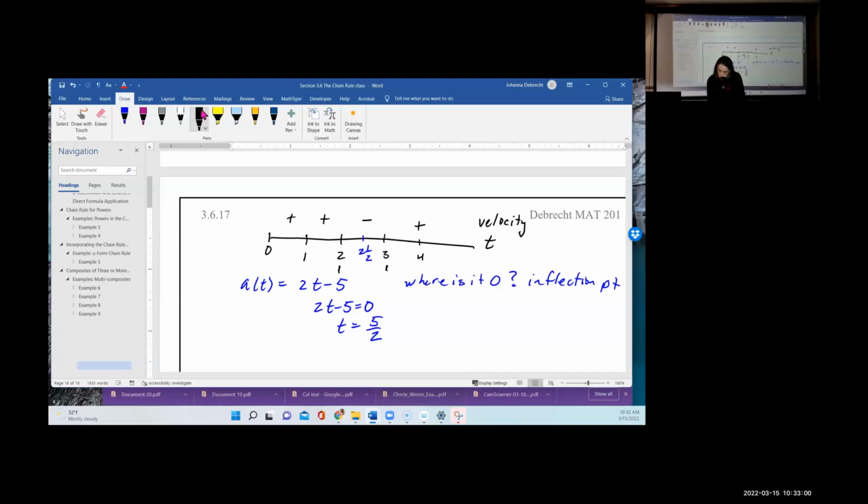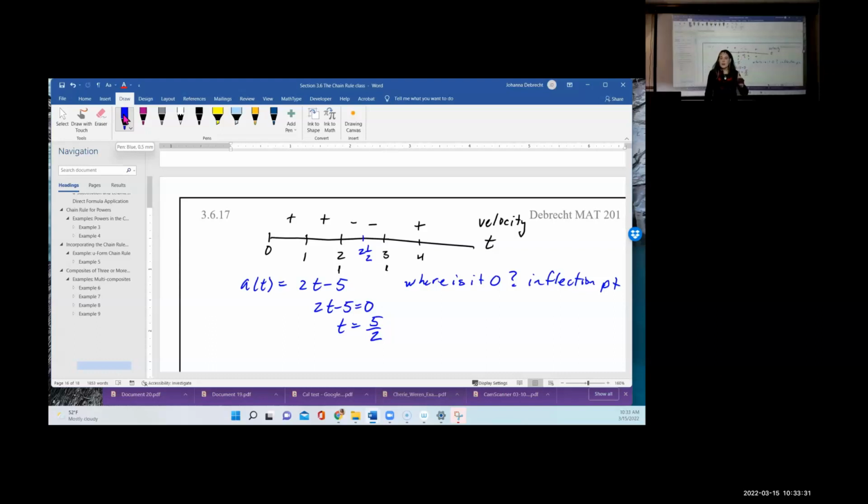That means I need to go back and split up my velocity on either side. Now the velocity maintains over that whole interval, so it's negative on both sides of 2.5 because it's negative between 2 and 3. Now I want to know about the acceleration. I want to know what the sign of the acceleration is, and I'm going to put those up here in blue. So I'm going to do my test points. Now the acceleration only hits 0 at 2.5.